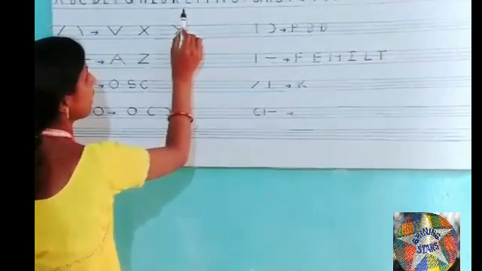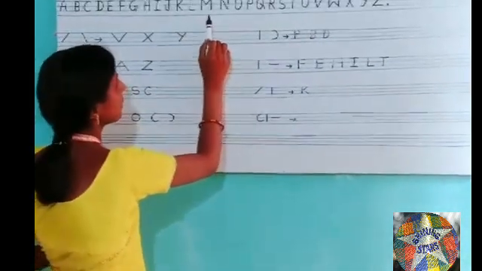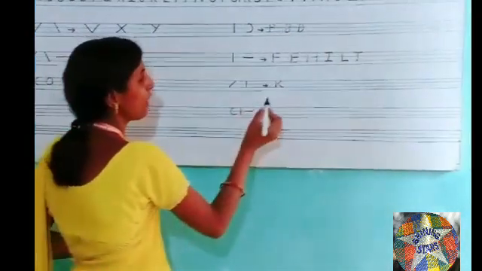Now which letter is there? Slant and slanting line. Find it out. M. M we can make.